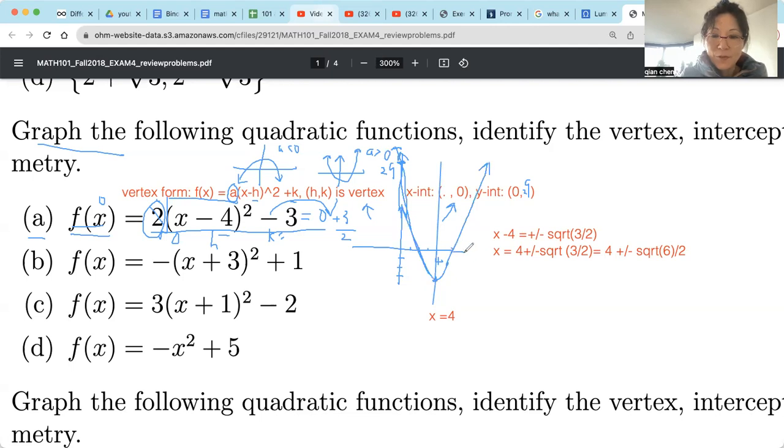Right? I have two x-intercepts. One is here, one is here. And this one is (4 plus square root of 6) over 2, and this one is (4 minus square root of 6) over 2. My line of symmetry is x equals 4. And then my y-intercept is (0, 29). My vertex is (4, negative 3).